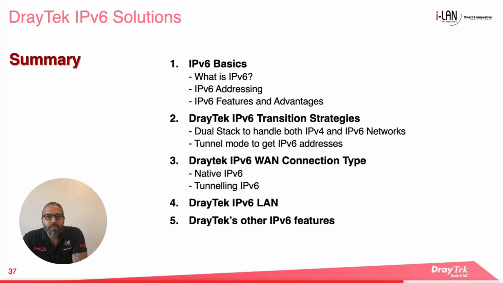All right, so in summary, today we discussed IPv6 with hopefully a reasonable explanation of what it is, why it was necessary, and what the IP address looks like. We looked at how to use DrayTek routers' dual stack capabilities to help implement it, and the difference between native and tunneling IPv6 on WANs, how to implement IPv6 addresses on LANs, and how IPv6 can also be incorporated into DrayTek router firewall and QoS rules.